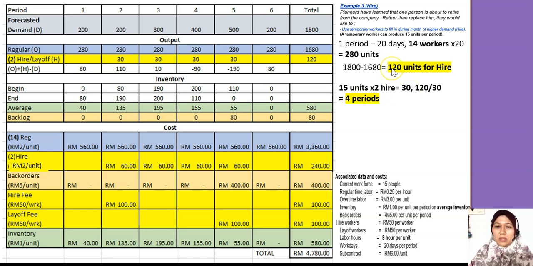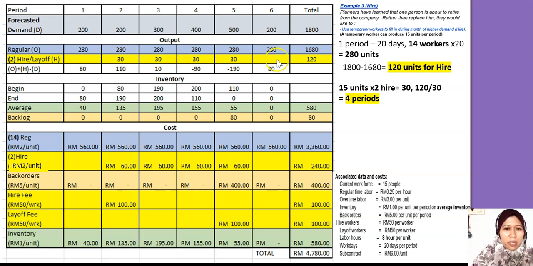So now we have 120 short. So 120 divided by 30, so 4 periods we're going to hire 2 temporary workers. So which period are we going to put? So we need to decide here. Okay. So here, do we need extra workers? No, because the demand is less than the regular. This one also, do we need extra workers?